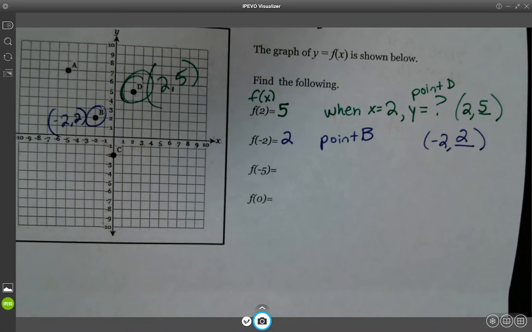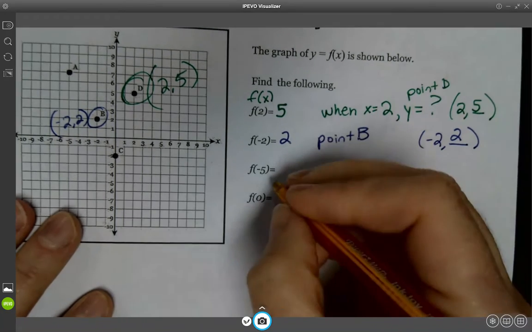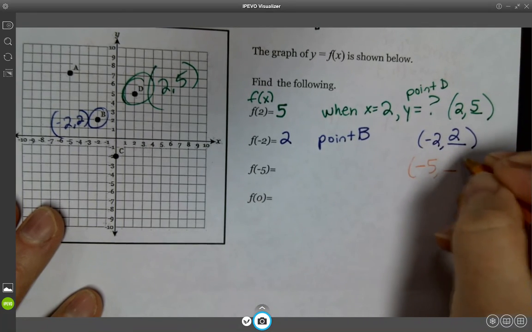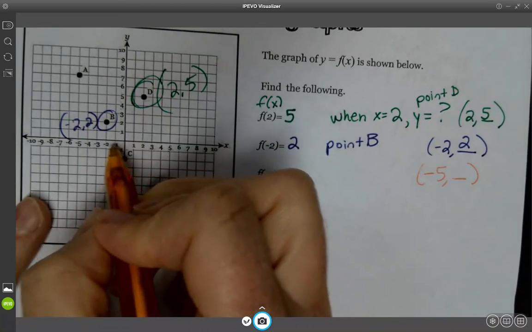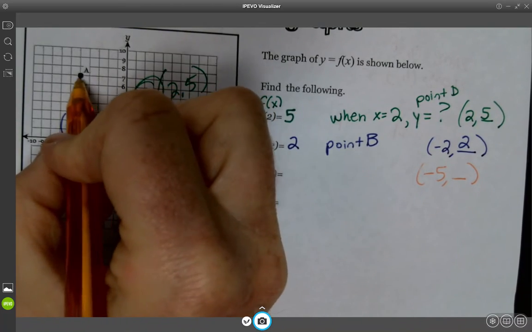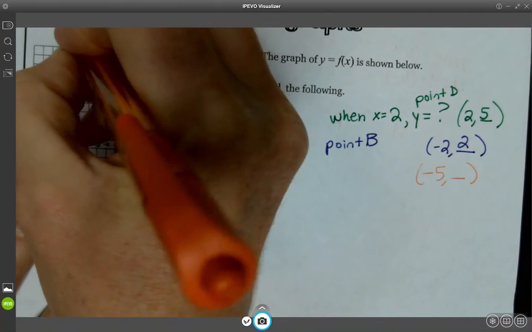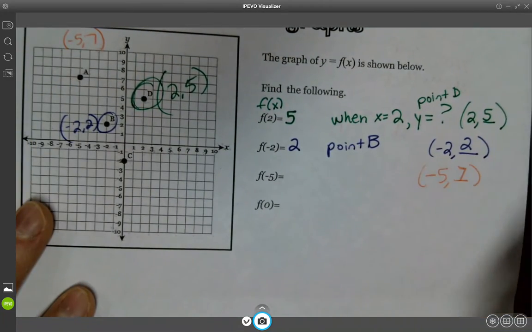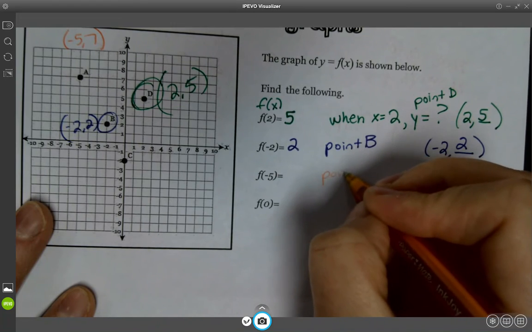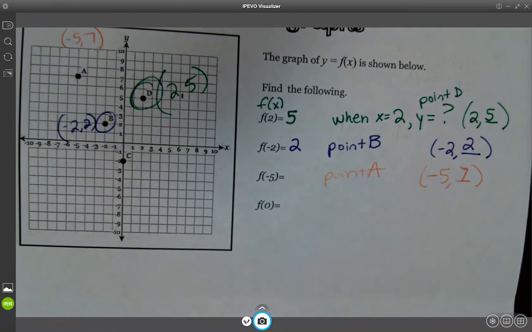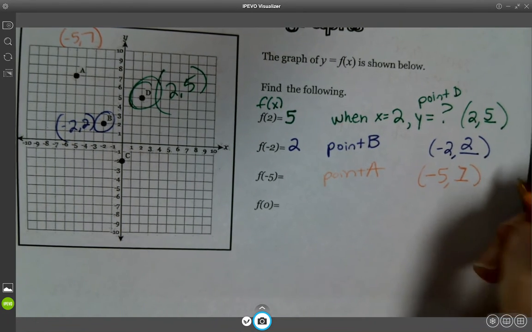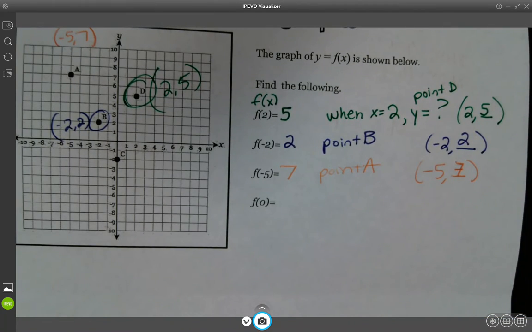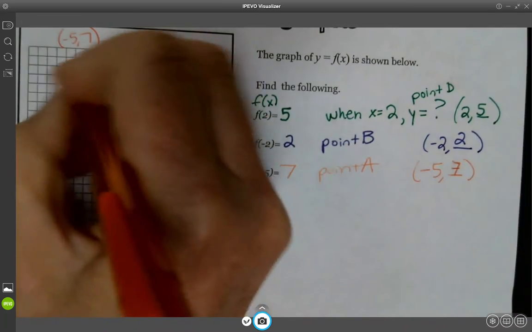All right, let's look at the next one. F of negative 5. So that means negative 5 comma something. So negative 5, positive 7, yeah. So that's point A. That's a 7, by the way. So that was that point.